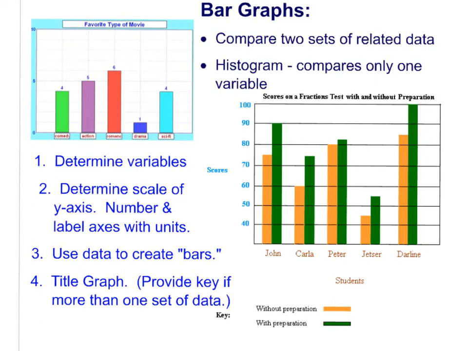So on a bar graph, you want to determine your variables, just like we did with the line graph. We determine the scale of the y-axis. We're not going to have a scale on the x-axis because the x-axis is just going to be the different categories. You're going to number and label each of the axes with units. Use the data to create little bars on your graph, and you can color those bars all the way up or shade them in however you want to do that. And last and not least, title the graph. Also provide a key if there's more than one set of data, just like they did right here.